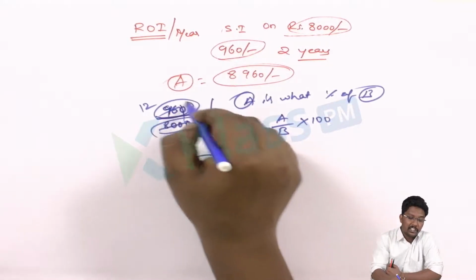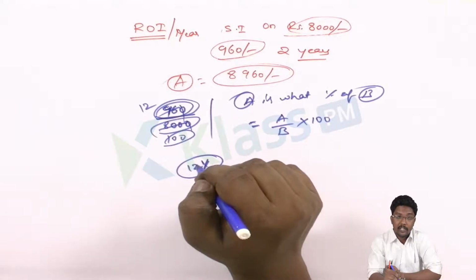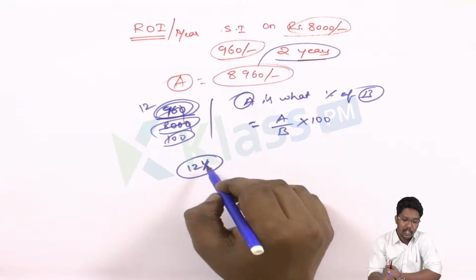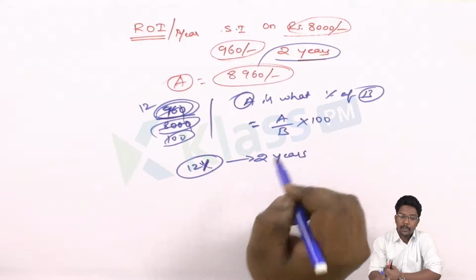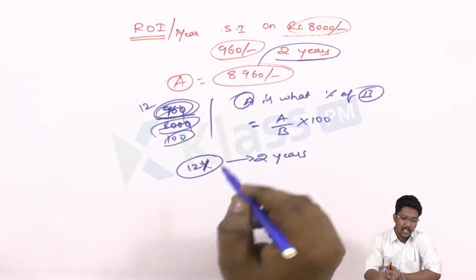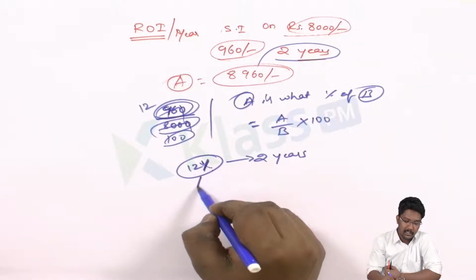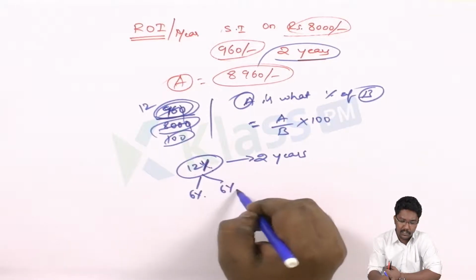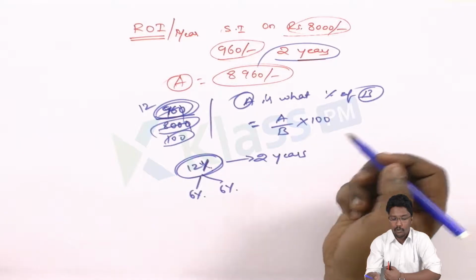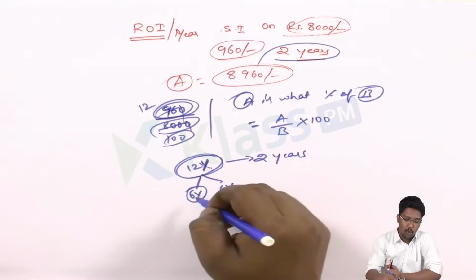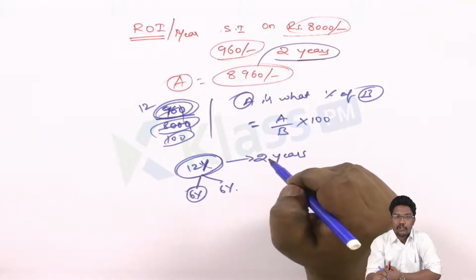Is this 12% for 960 rupees for 1 year or 2 years? According to the problem, it is 2 years. Means 12% we are paying as interest for 2 years. So, simple interest is the same for every year. Means here 12% means 6% for the first year, 6% for the second year. So, total we are paying 12% per 2 years. So, what is 6% of 8000?